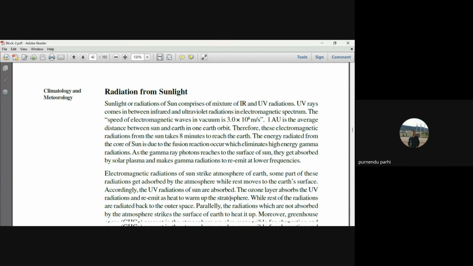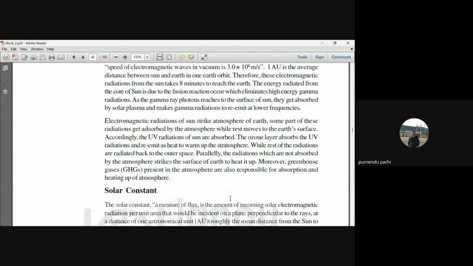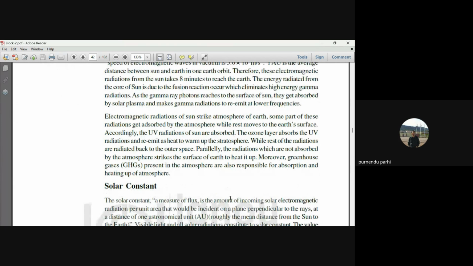Electromagnetic radiation of the sun strikes the atmosphere of Earth. Some part of this radiation gets absorbed by the atmosphere while the rest moves to the Earth's surface. Accordingly, the UV radiation of the sun is absorbed. The ozone layer absorbs the UV radiation and re-emits it as heat to warm up the stratosphere, while the rest of the radiation is radiated back to outer space. Meanwhile, the radiation which is not absorbed by the atmosphere strikes the surface of Earth to heat it up. Moreover, the greenhouse gases present in the atmosphere are also responsible for absorption and heating of the atmosphere.